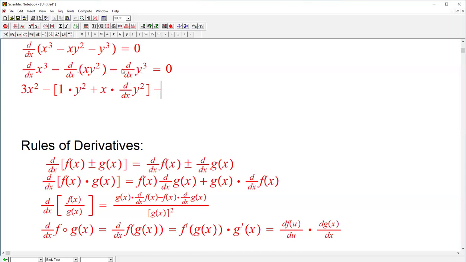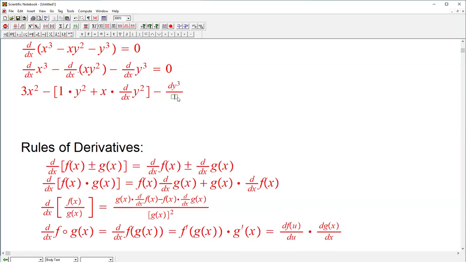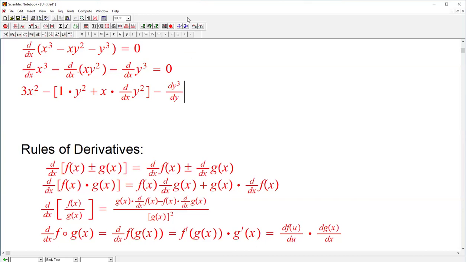Subtracting, on the last one, we're applying the chain rule, and I'm going to write out the chain rule in more detail. We're going to have the derivative of y to the power 3 with respect to dy, multiplied by dy dx. This is the application of the chain rule. In the chain rule, dy is more or less like a du. Equals 0.